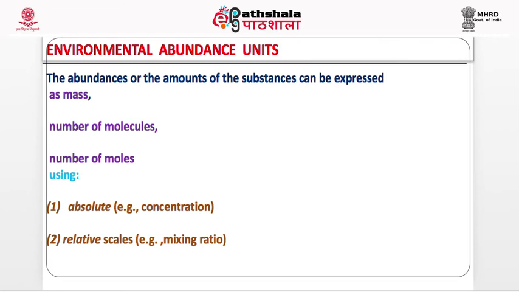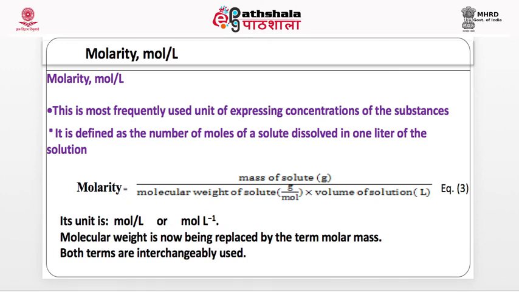For environmental concentration, the concentration of gaseous substances can be expressed using two kinds of scales, absolute and relative scales. Examples of the former, the absolute scales, are molarity, molality, and number density, and the latter, the relative scales, are mixing ratios and mole fractions.